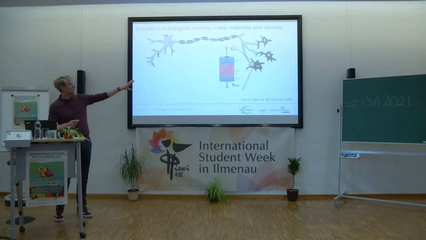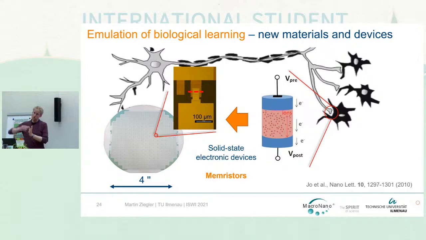A solid state device is a device where we change the resistance, the transmission through the device, depending on the signals on the neurons in front of and behind this synapse, the pre- and the post-side. Here is one example of how we do this: we build new devices on a wafer. These are 4-inch, and when you zoom in a little bit, you see a single device, which we engineer in an appropriate way so that we can mimic biological learning in such a device.